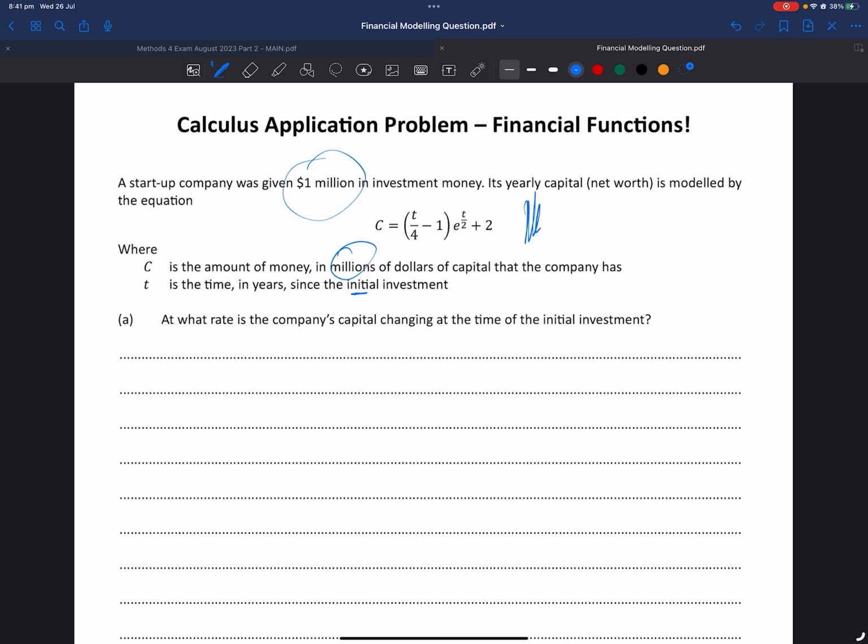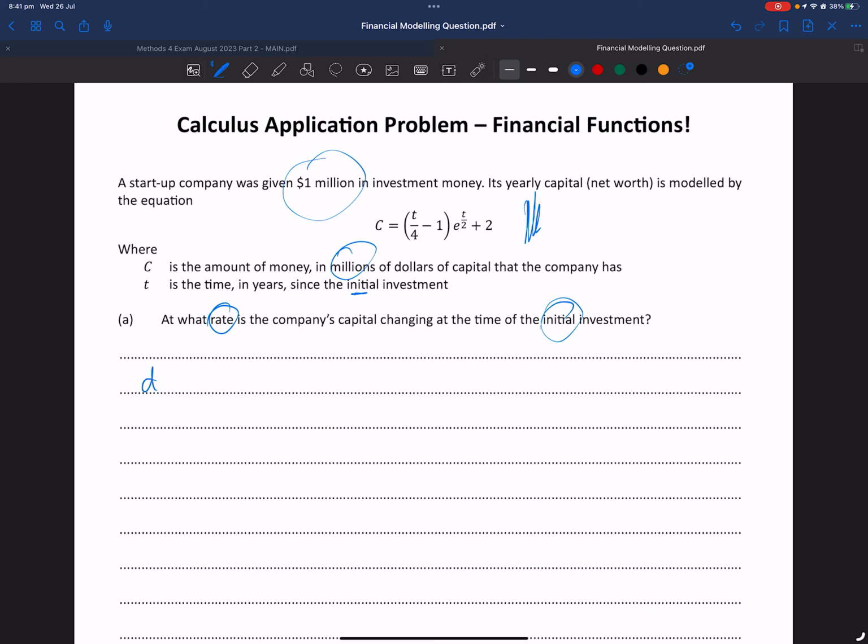At what rate, that's the key word there, rate, is the company's capital, that's C, changing at the time of the initial investment? So we know that initial means at the start. We know that rate is a rate of change, and therefore, in a calculus section of a test, what does that mean? It's finding the derivative, of course. So let's do that first.